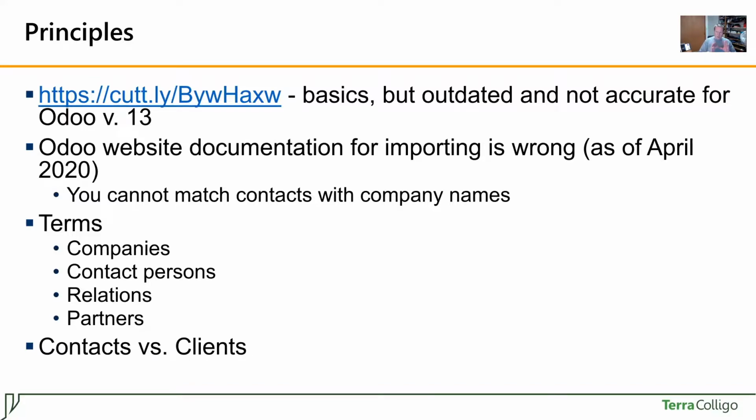Now, before getting started, let's get a couple of terminologies right. First of all, we are talking about two different things: companies and contact persons. They are related, as seen in the previous screen, but technically all of these are partners in Odoo. For clarity's sake, I will keep using the terminology contacts versus clients.